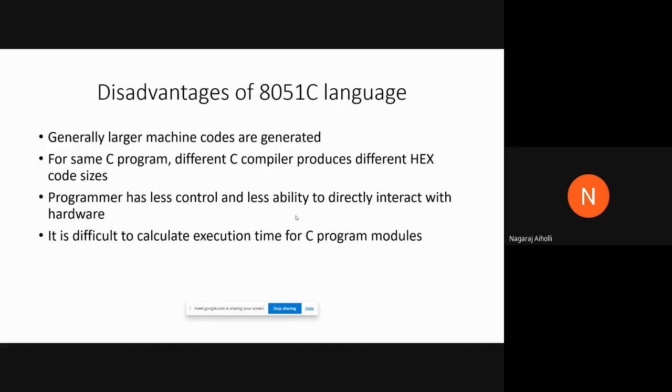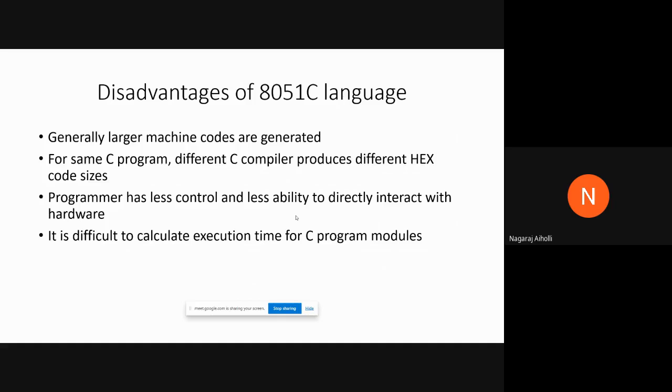Coming to the disadvantages of 8051 C language. Though it has got certain advantages, there are certain disadvantages of the 8051 C language also. What are the disadvantages then? Disadvantages are the machine codes that are generated are lengthier in size, right? Larger machine codes are generated for the C program.